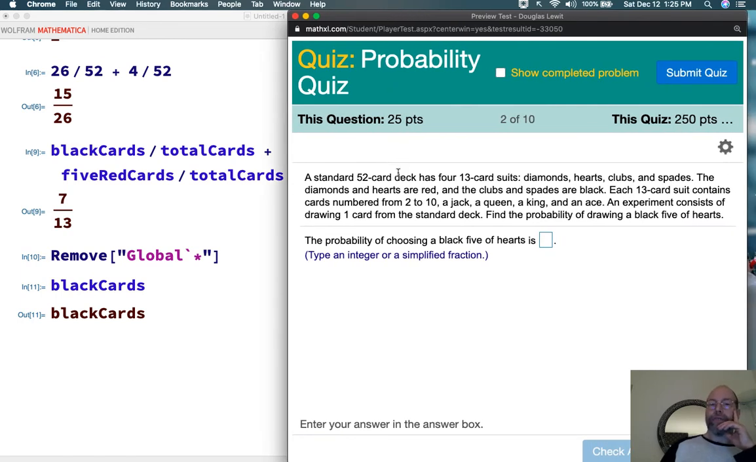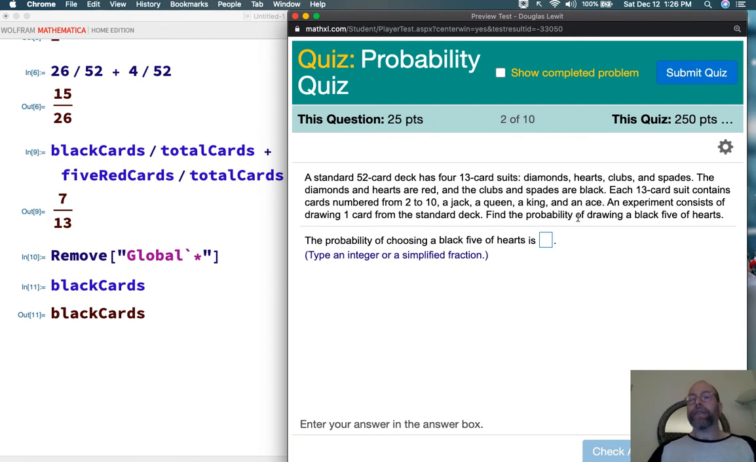A standard 52 card deck has 4 13 card suits: 13 diamonds, 13 hearts, 13 clubs, and 13 spades. The diamonds and hearts are red, and the clubs and spades are black. So we talked about this in the previous problem. Each 13 card suit contains cards numbered from 2 to 10, a jack, a queen, a king, and an ace. The jack, queen, and king are classified as face cards. An experiment consists of drawing one card from the standard deck. Find the probability of drawing a black 5 of hearts.